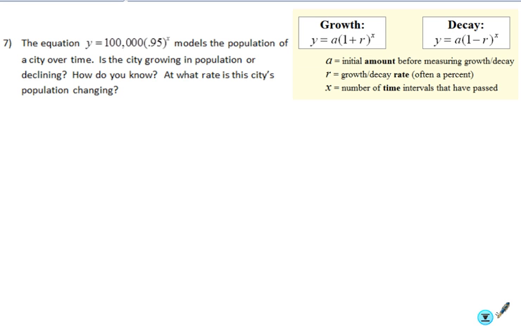So it says the equation y equals 100,000 times 0.95 to the x models the population of a city over time. Is the city growing or declining? How do you know, and at what rate?